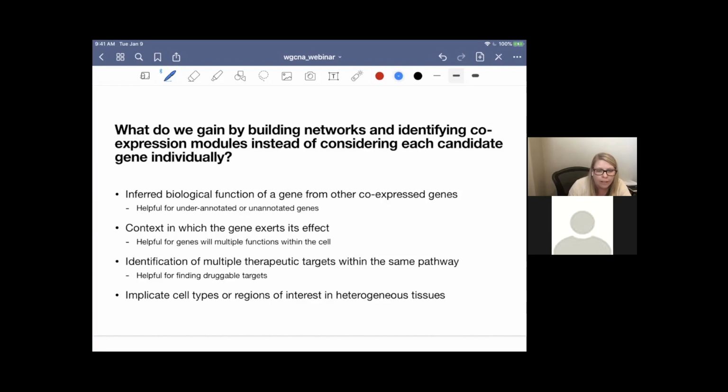And finally, near and dear to my heart is hopefully when we look at some of the more bulk style RNA expression studies, that by looking at similarity among genes within a module, we can start thinking about, for instance, in brain regions of interest or in any tissue, what kind of cell types may be responsible for the co-expression that we're seeing in our data.